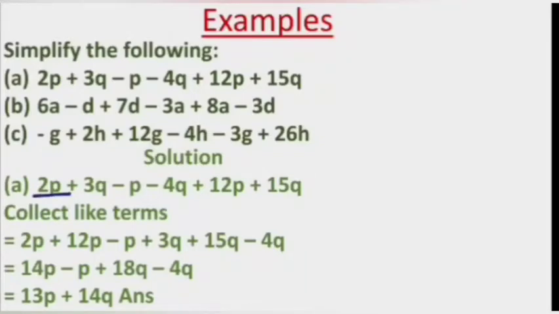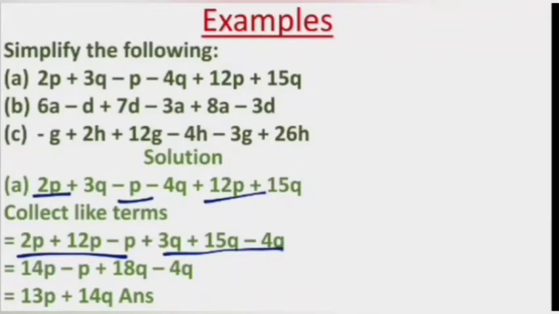When you do that, you're going to have 2p followed by 12p, the plus. Now that we have exhausted the plus terms, we follow with the same p, which is minus p. And that's exactly what we have here. Then plus 3q plus 15q followed by minus 4q. So it has been arranged. We're going to take them one after the other.